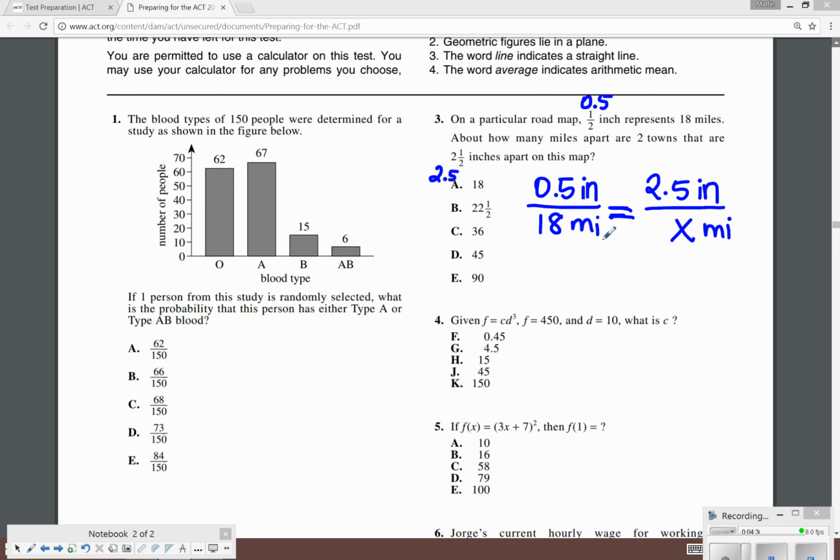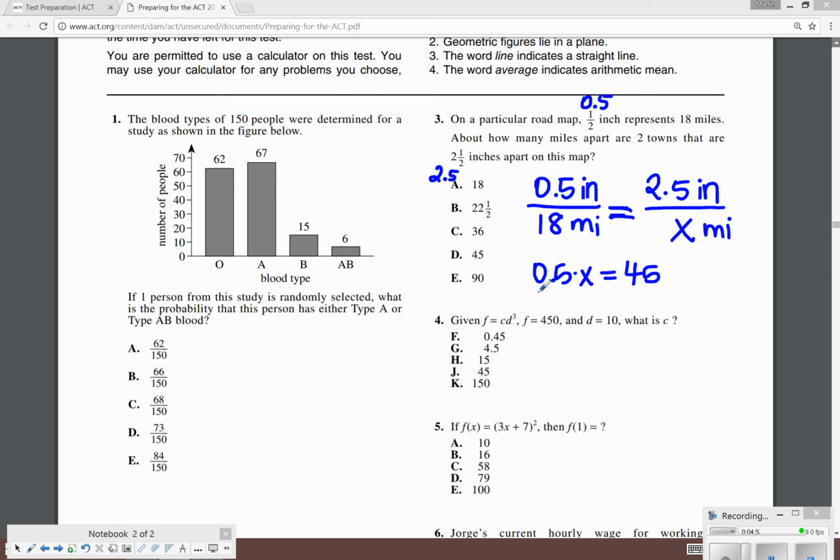Whenever I have a proportion, I'm then going to cross multiply, where I'm going to multiply the numerator of one and the denominator of the other. So this is going to say 0.5 times x equals 2.5 times 18, which is 45. Then I want to solve this for x.